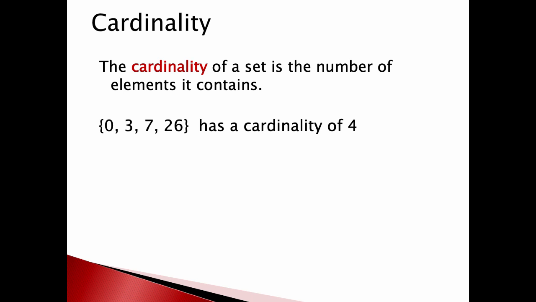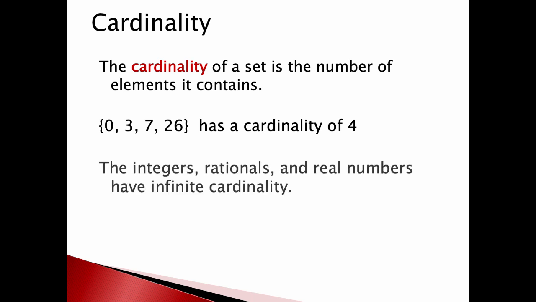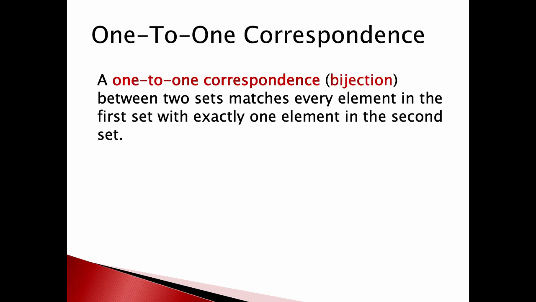You just count the number of elements in there. There's 4 of them. If you look at bigger sets like the integers, remember those were whole numbers plus the negatives plus 0, right? Rational numbers, all the ways you can get fractions out of integer divided by integer, except you can't divide by 0. And of course, the real numbers, which is anything you can make out of decimals, those all have infinite cardinality. Those are infinitely big.